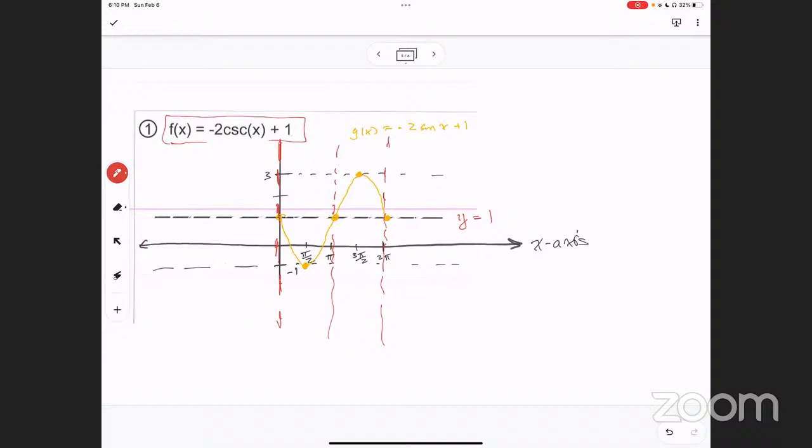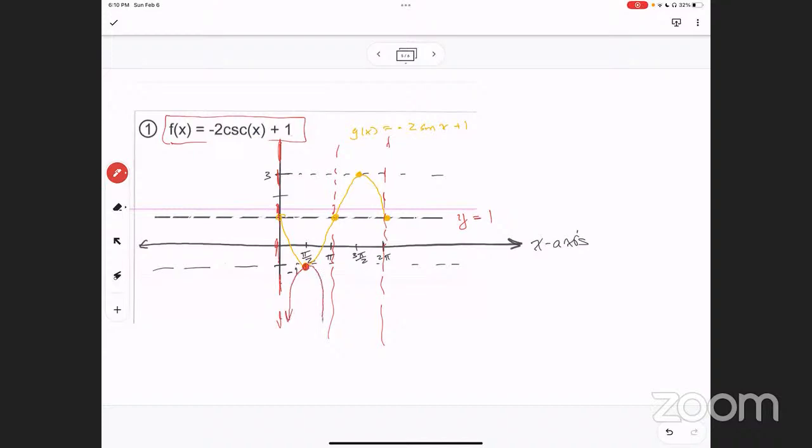Now, the behavior of the graph within the asymptotes. Give me one of the points that I should plot. Pi over 2, where should pi over 2 be? Pi over 2 should be pi over 2, negative 1 still. Perfect. And then graph it like this, right?